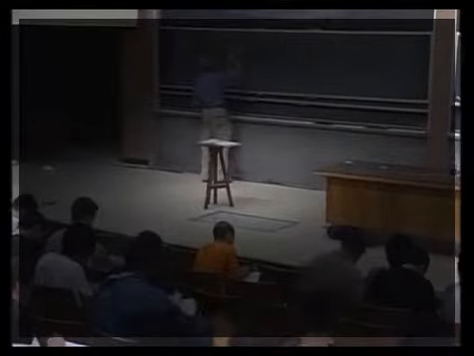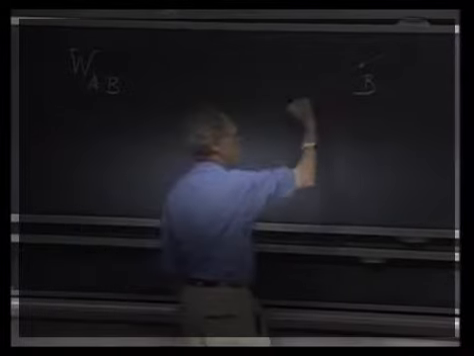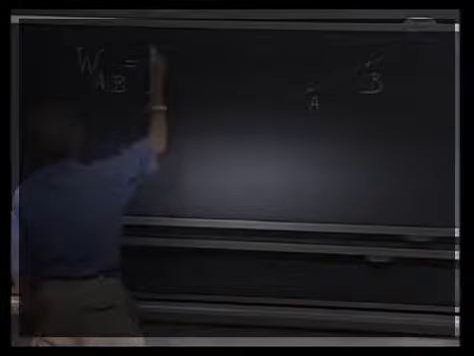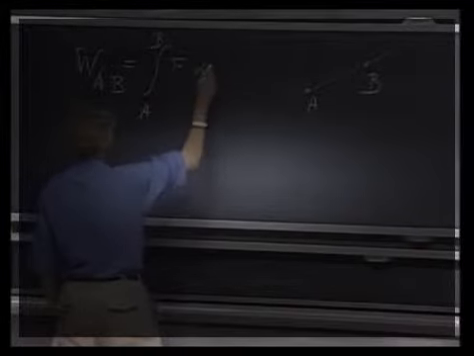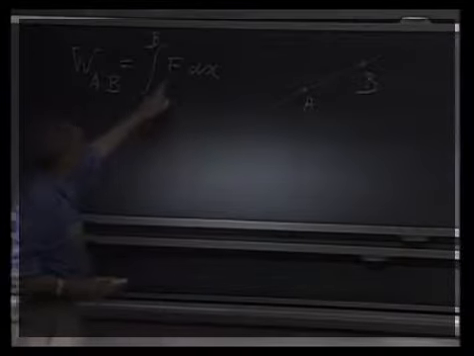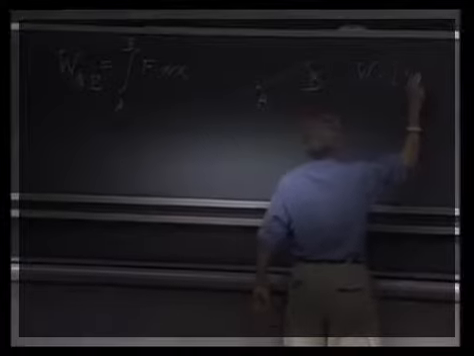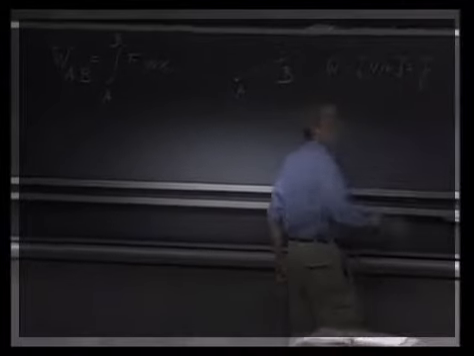Here's point A, and here is point B, and the force is along that direction, either in this direction or in this direction, but it's completely one-dimensional. That work is the integral in going from A to B of that force, dx, if I call that the x-axis. The unit of work, you can see, is newton meters. So work is newton meters, which we call a joule.